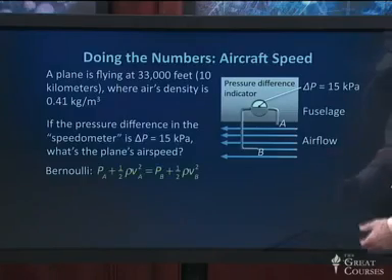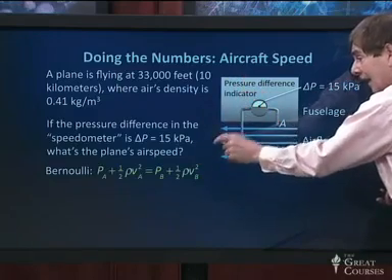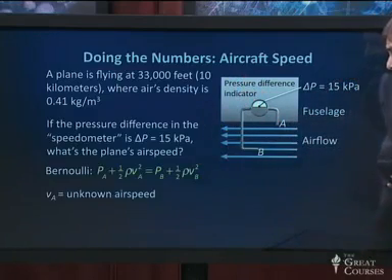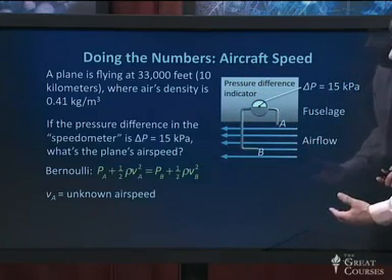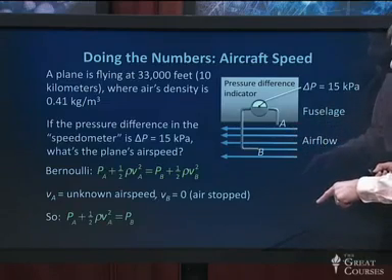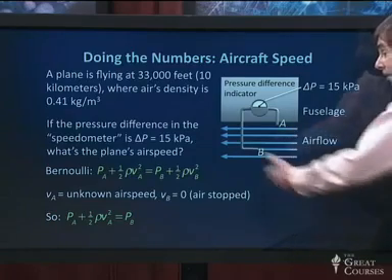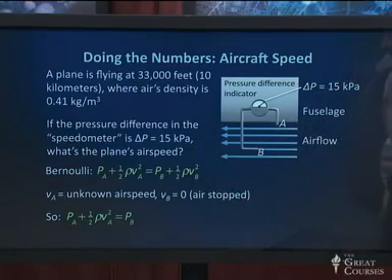What's the plane's airspeed? Well, the Bernoulli principle applies. The sum of the pressure and the kinetic energy density is the same at both points. VA is the unknown airspeed. VB is 0 because the air has been stopped. So PA plus 1/2 rho V unknown, the airspeed squared, is PB. There's no second term on the right-hand side because the air has been stopped at B. V is 0.